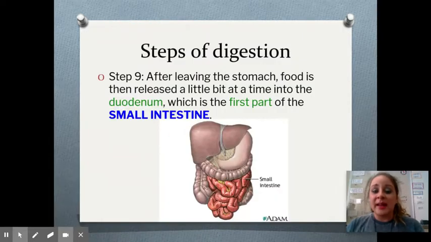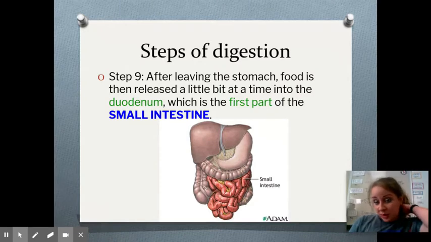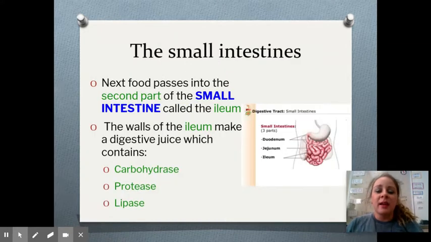Okay, step 9 is talking about the small intestine. So if you look at the picture, the small intestine is actually very long. It's just skinnier than your large intestine, which we will talk about after the small intestine. Okay, so the food passes into the small intestine through something called the ileum.